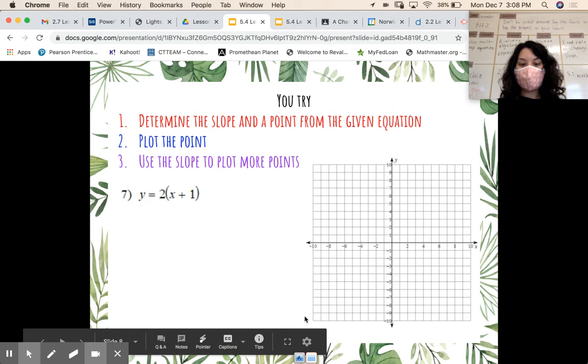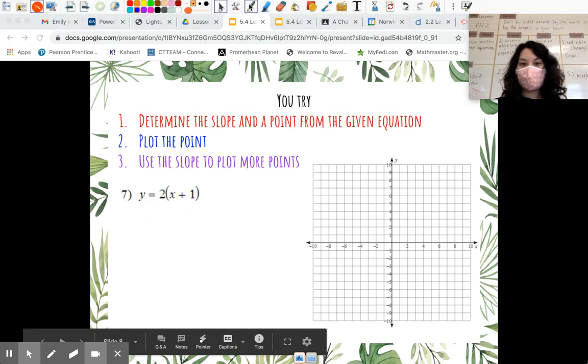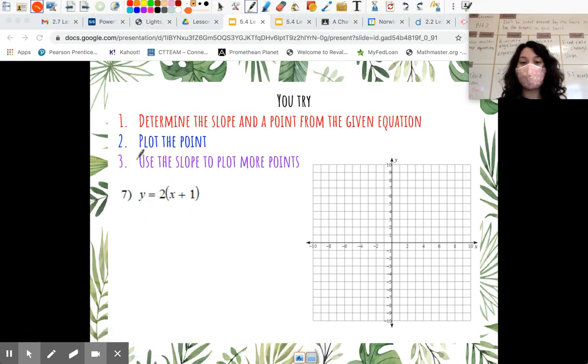Try the next one, number 7. Again, you'll want to pause the video here and then unpause to see the solution.